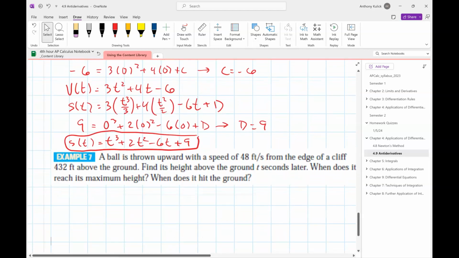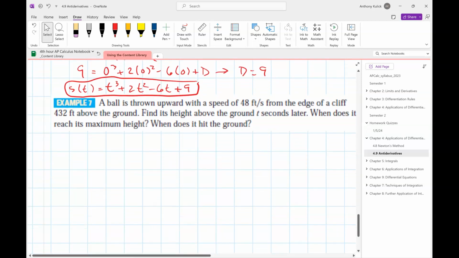One more example here. Doing great on time. It says a ball is thrown upward with a speed of 48 feet per second from the edge of a cliff, 432 feet above the ground. Find its height above the ground t seconds later. When does it reach its maximum height? And when does the ball hit the ground?